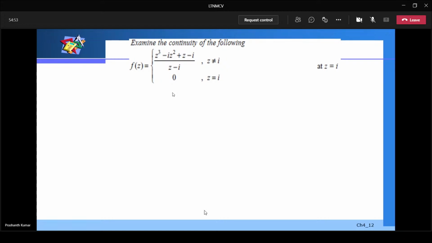Every differentiable function is continuous. Therefore, a polynomial function is continuous.